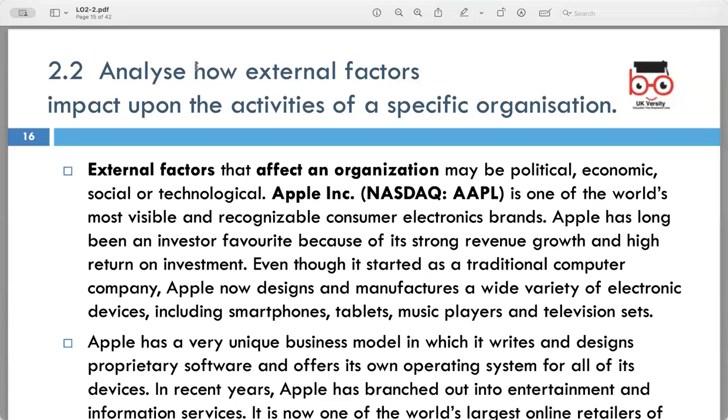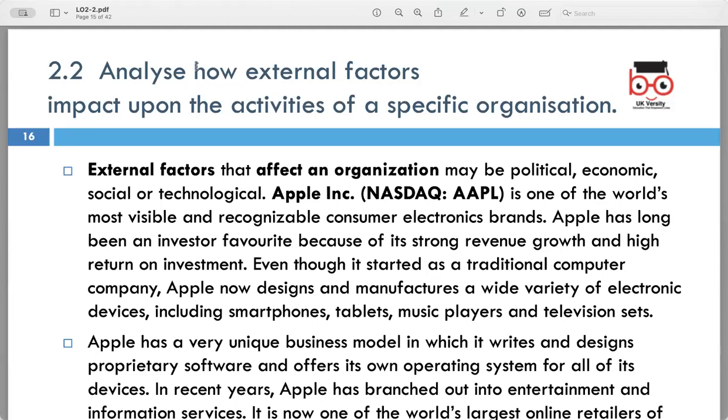Because of the robust revenue growth and great return on investment, Apple has been a favorite among investors for a remarkably long time. Apple began as a standard computer corporation, but it has since expanded its product line to include various electronic devices such as smartphones, tablets, music players, and television sets. Apple creates and manufactures all of these products.